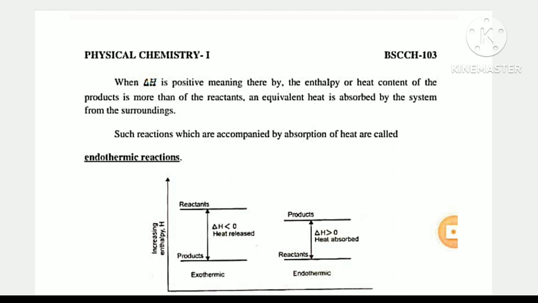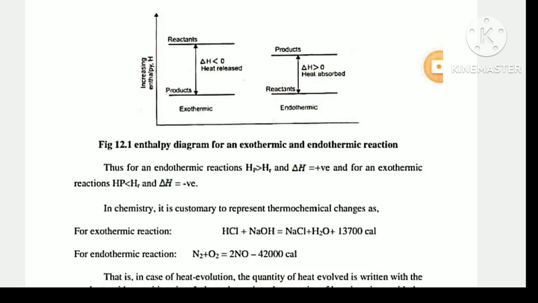When delta H is positive, meaning thereby the enthalpy or heat content of the product is more than that of the reactant, an equivalent heat is absorbed by the system from the surroundings. Such reactions which are accompanied by absorption of heat are called endothermic reactions. Enthalpy diagram for an exothermic and endothermic reaction.